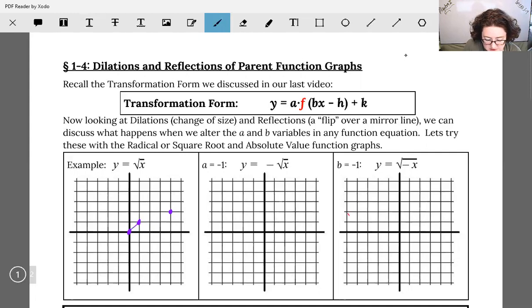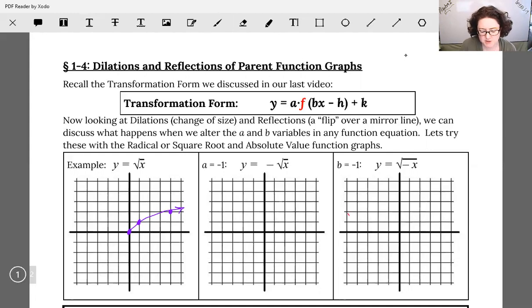Again, this was the function that just started at the origin and then went up to the right. We don't have any values in the negative, either in the x or the y, if we're just talking about our basic parent function. But that's when we have no modifications to the equation. So what happens when we start changing it?